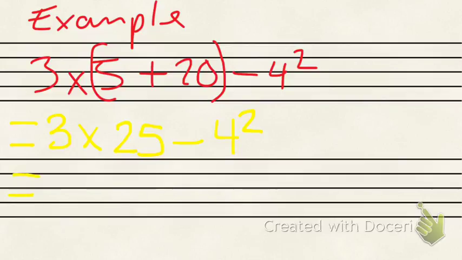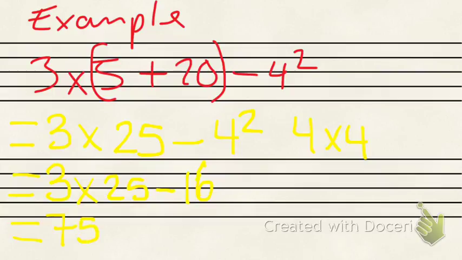4 squared is 4 multiplied by 4, you're right. Which is 16. Okay, so now we have 3 multiplied by 25 minus 16. What's our next step? Multiplication? Yep. 3 times 25. Which is? 75, that's right.